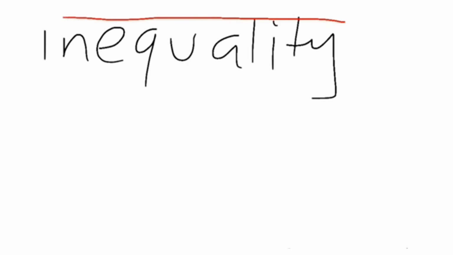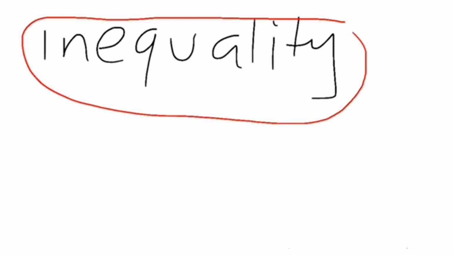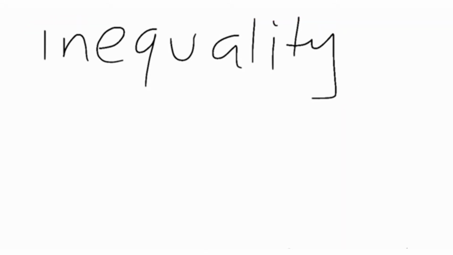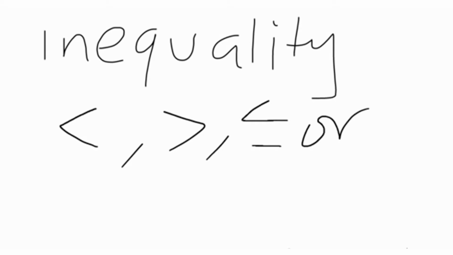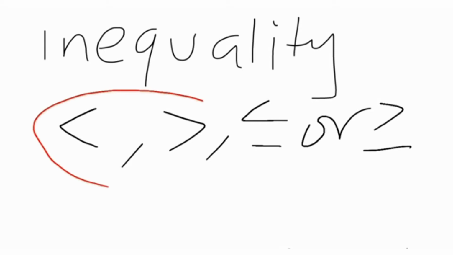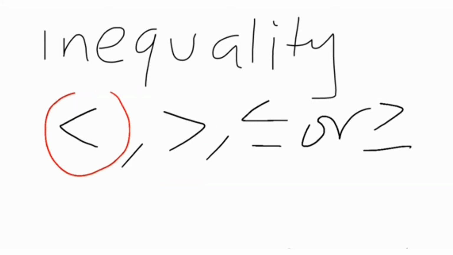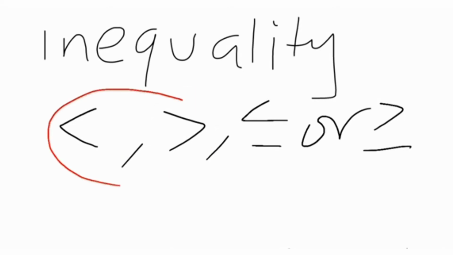How is an inequality different from an equation? An inequality uses these signs: less than, greater than, less than or equal to, or greater than or equal to. Some learners confuse these two signs, this one and this one. They do not know which one is greater than and which one is less than.